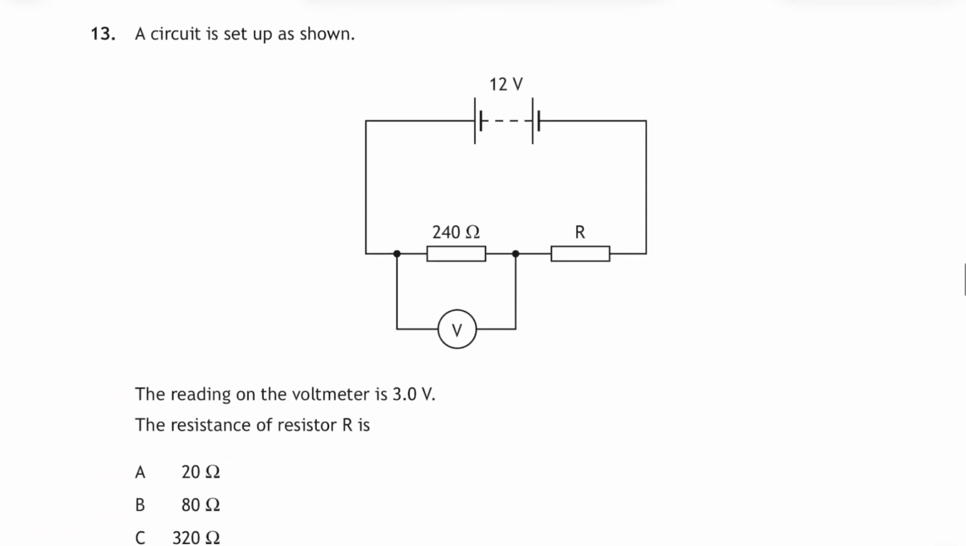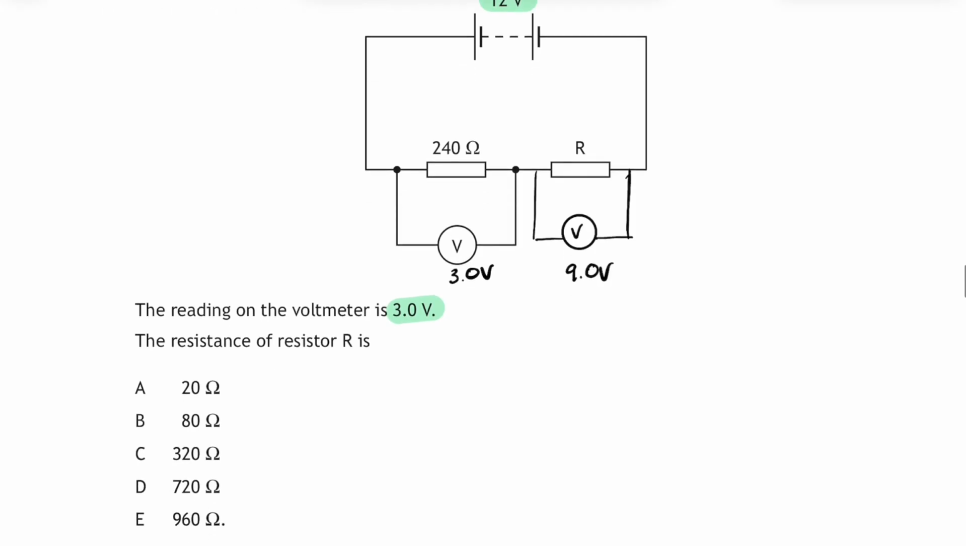Question 13, still on electricity. We've got a circuit there with a 12 volt power supply, a series circuit, two resistors sharing that 12 volt supply, and we're told the reading on the voltmeter is 3 volts, and we have to calculate the resistance of resistor R. Well, let's add in another little voltmeter because these two resistors are sharing the 12 volts, and there's 3 volts across the 240 ohm resistor, so there must be 9 volts across resistor R.